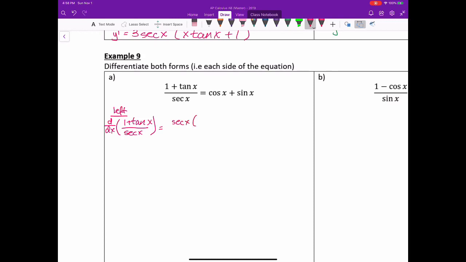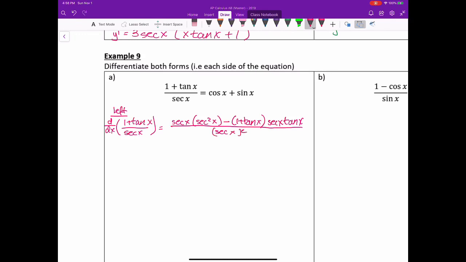D high, the derivative of 1 is 0. Derivative of tangent is secant squared of x. Minus high, which is 1 plus tangent of x. D ho, so the derivative of the denominator is secant of x, tangent of x, all over, draw the line and square below, so secant of x squared.